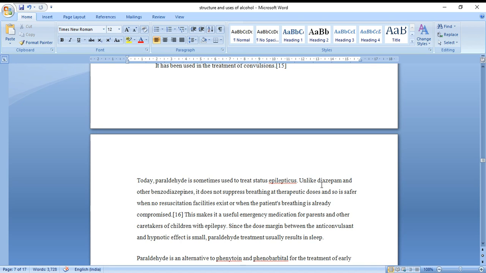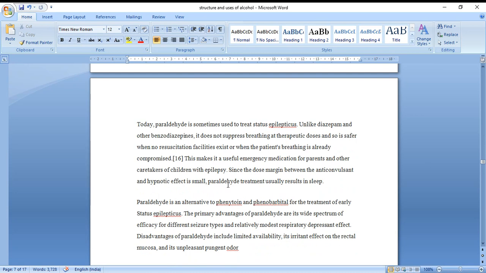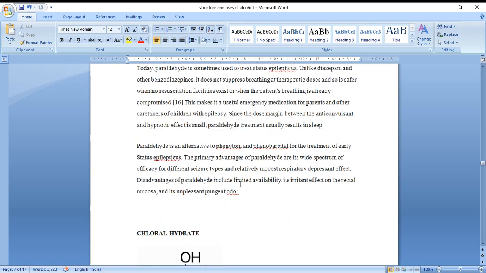Unlike diazepam and benzodiazepines, which are generally used as anticonvulsant drugs, these drugs generally suppress breathing at therapeutic doses. So only in emergency medication will these drugs generally be given. Paraldehyde treatment will generally be used to calm the patient, to induce sleep in a patient, and to avoid seizures. And paraldehyde is also an alternative to phenytoin and phenobarbital.